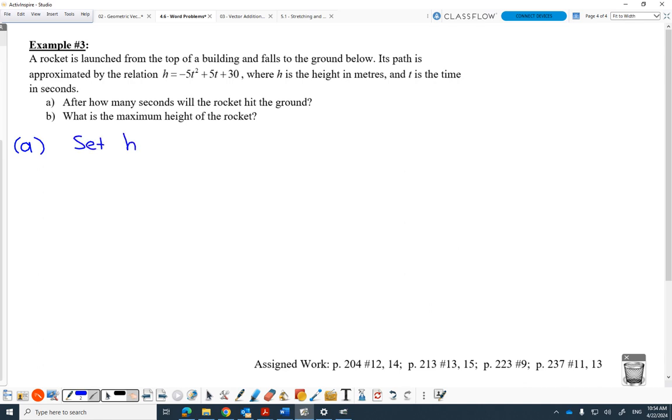Set h equals 0. We want to know when this equation comes out to be 0, then we'll know when the rocket hits the ground. What should I do to this equation to help me factor it? Again, the chapter is called factoring. It's going to come down to factoring.